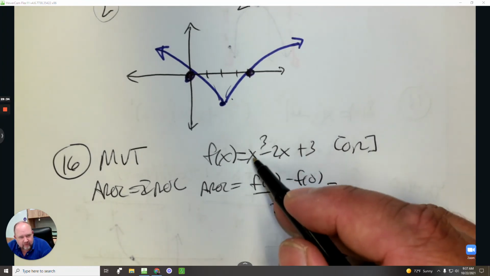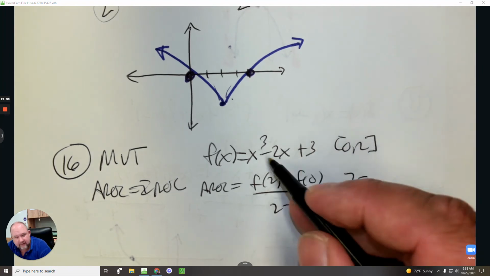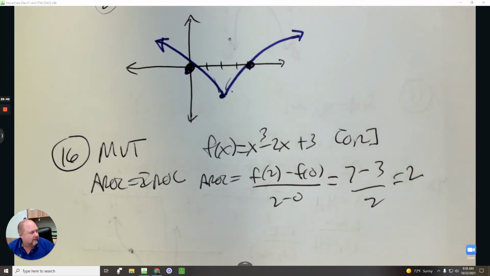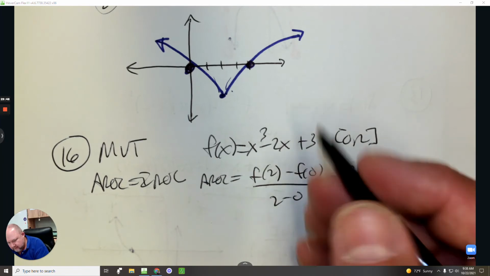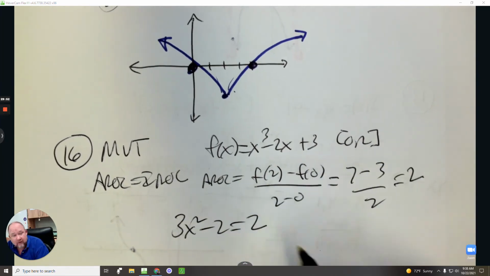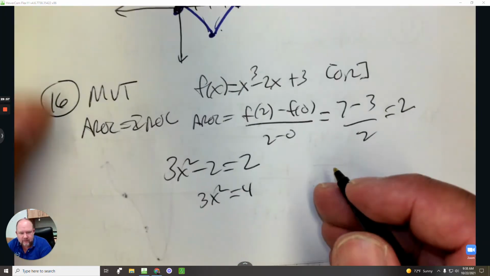So if I plug in 2, that's 8, take away 4 plus 3, then plug in 0. If I simplify that, I get 2, just making sure I did it right, looking at my answer key. And then take the derivative, which is 3x squared minus 2, and make it equal to the average rate of change, which is 2. Add 2, divide by 3.